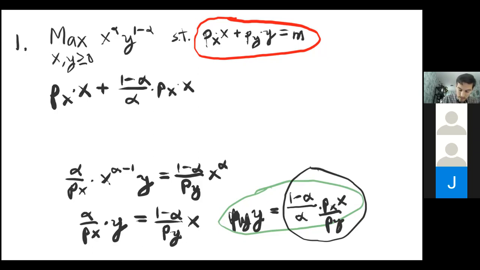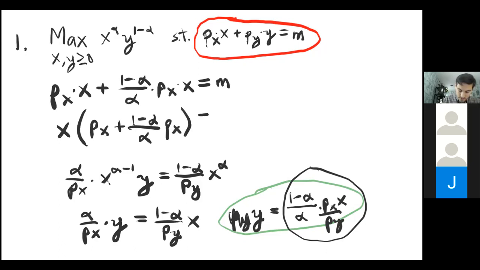All of that equals m. Now I have to solve this for x. Luckily, it's linear in x, so I can just see what the coefficient on the right side is. Let me factor out an x. x times what? x times px plus (1 minus alpha) over alpha times px. I think I could actually simplify that, but for now, let's leave it.